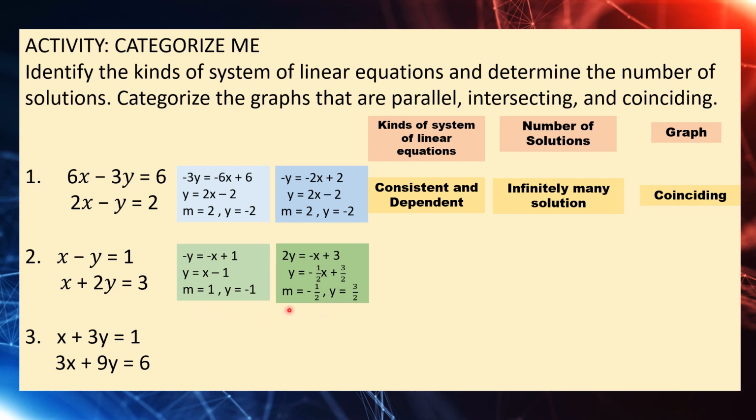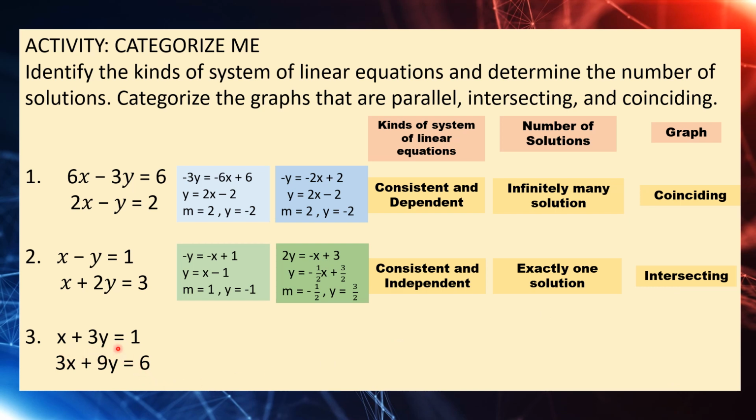So let's compare their slopes and y-intercepts. The slopes now are not equal. And with their y-intercepts, they are also not equal. Thus, the kind of system of linear equations is consistent and independent. And the number of solutions is exactly one solution. And the graphs are intersecting.